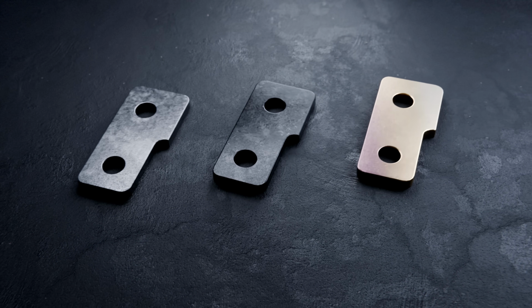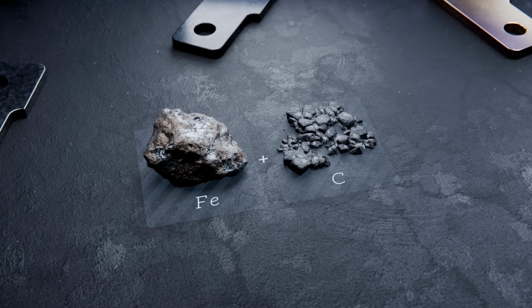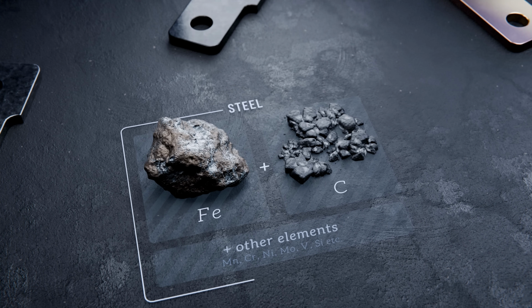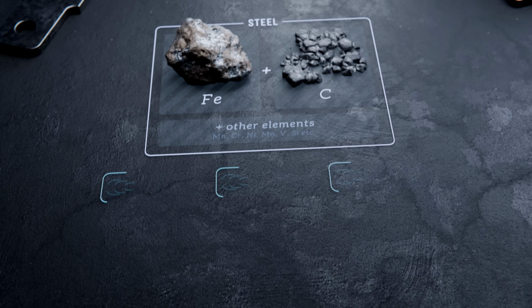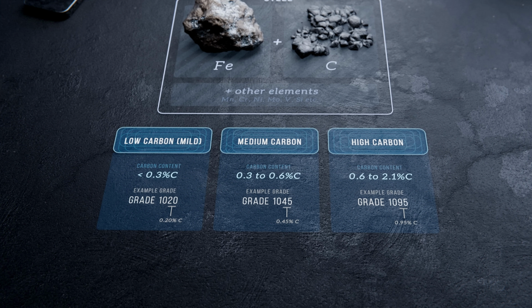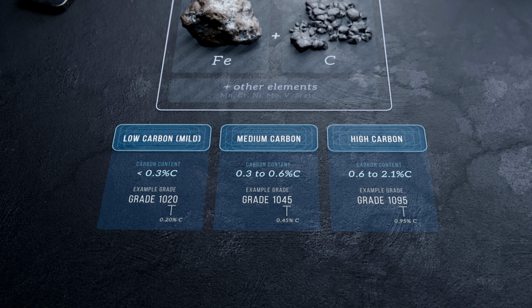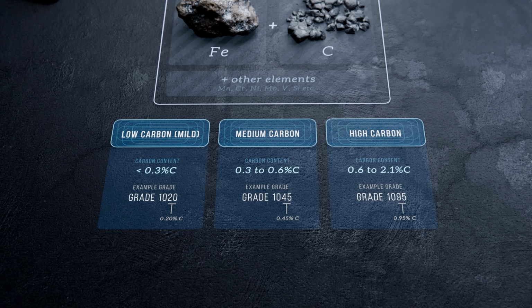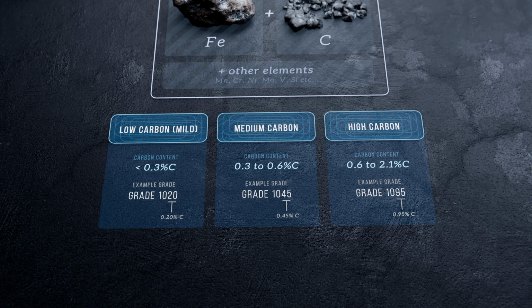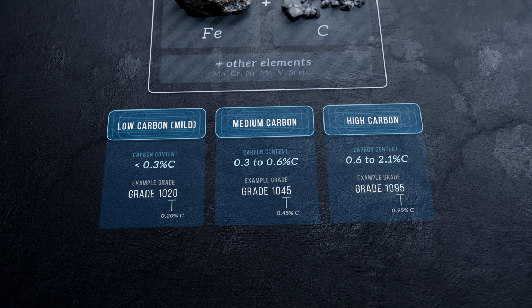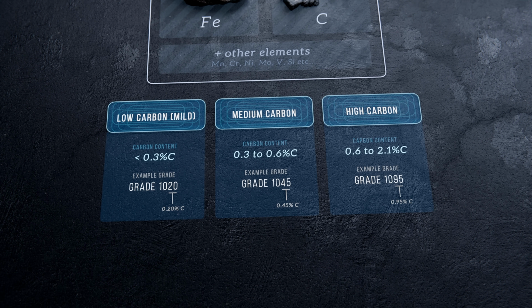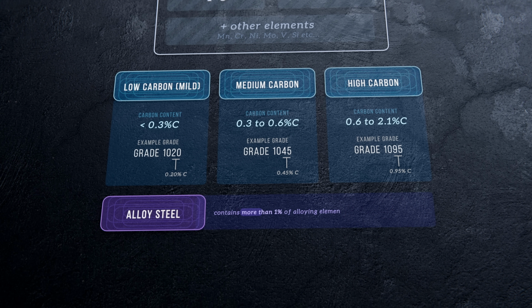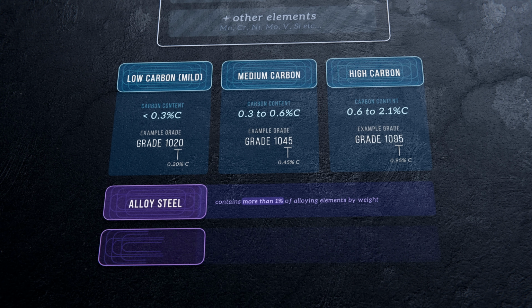First, the ingredients. Steel is an alloy of iron and carbon, and usually a few other elements in small proportions. Steels are classified based on carbon content, as low carbon, medium carbon, and high carbon steels. Anything beyond that, above 2.1% carbon, is called cast iron. If a steel contains a significant amount of alloying elements, above around 1%, it's called an alloy steel. Otherwise, it's a plain carbon steel.